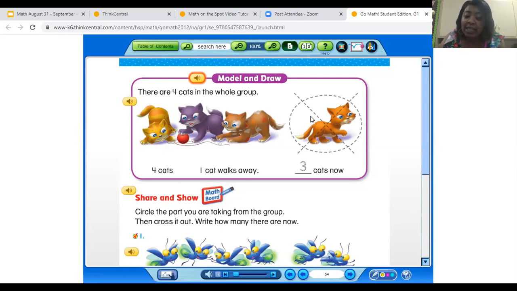How many cats are there now? There are 4 cats. 1 cat walks away. We're going to cross out that 1 cat because they're no longer there.